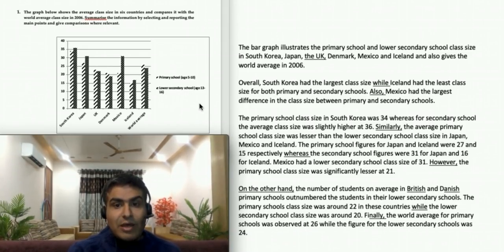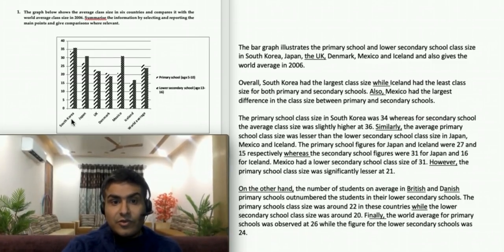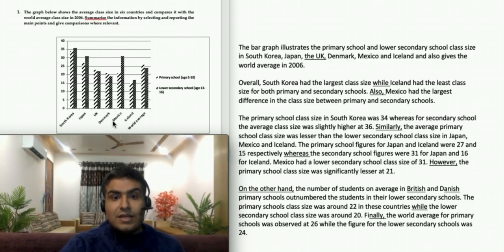Now coming to my body paragraphs, I'm doing the other comparison between primary school and secondary school. So my whole graph is based on this comparison now. The first paragraph is going to be about the countries in which the primary school class size is less than the lower secondary school class size, and the second paragraph is going to be about the countries in which the primary school class size is greater than the lower secondary school class size. So I've taken South Korea, Japan, Mexico and Iceland in the first paragraph, and UK and Denmark and the world average in the second body paragraph.